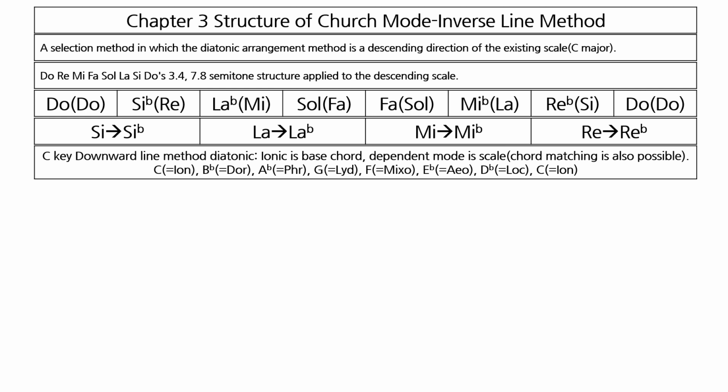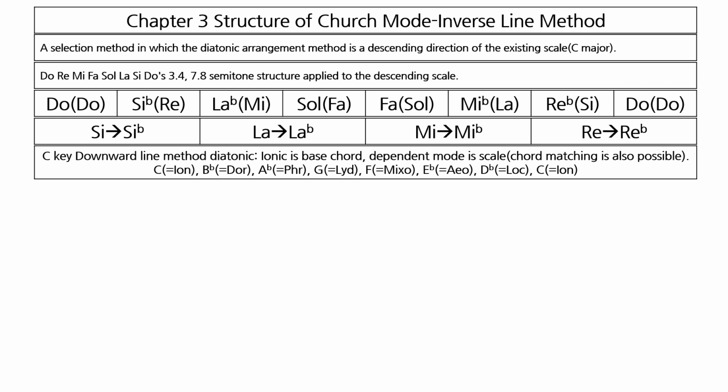This becomes the C key downward line method scale, and if it is chorded, it is C B flat A flat G F E flat D flat C. This is called the C key downward line method diatonic. Ionian is responsible for the bass chord, and the dependent mode is basically responsible for the scale. But it can also be matched with a chord, in this case it is called a dependent chord. In this way, the inverse diatonic for the other 11 keys other than the C key is formed.